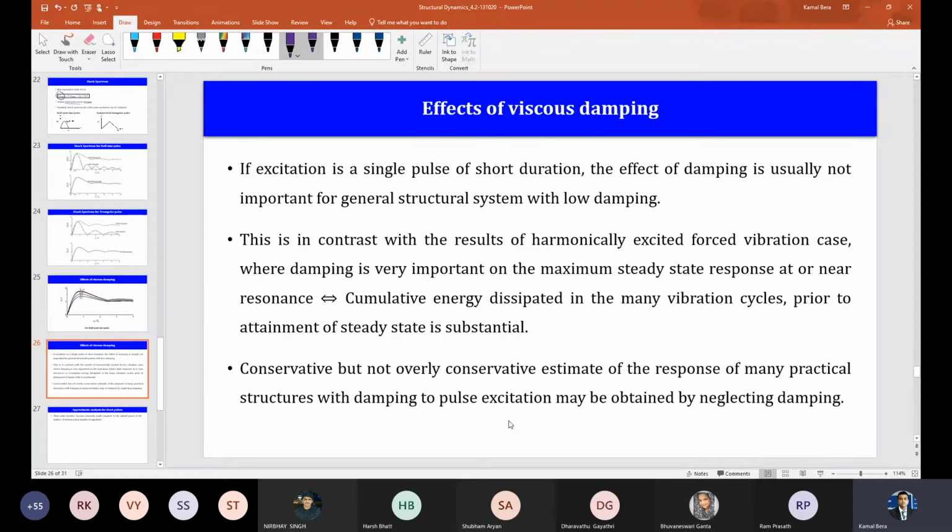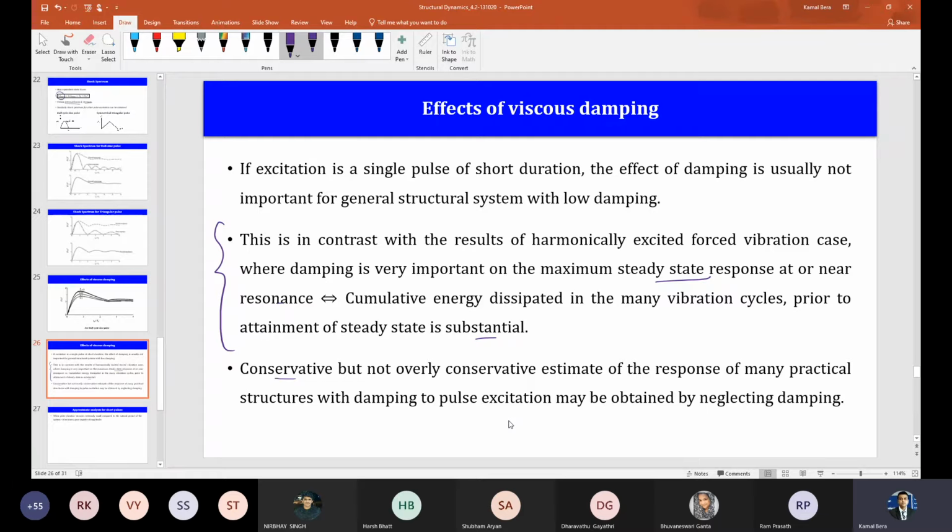So that is the difference with the harmonically excited case, the second point. This is in contrast with the results of a harmonically excited forced vibration case, where damping is very important on the maximum steady state response at or near the resonance. The cumulative energy distributed in many vibration cycles prior to attainment of steady state is substantial. But here it is not the case. So here it is a conservative but not overly conservative estimate of the response of many practical structures with damping.